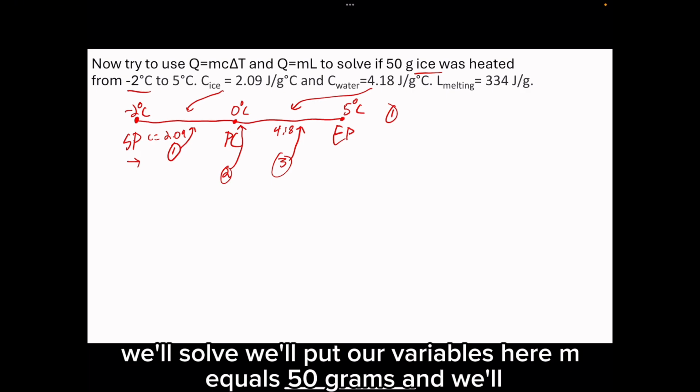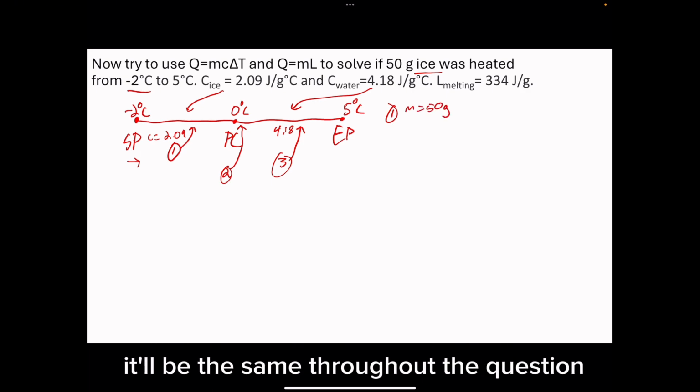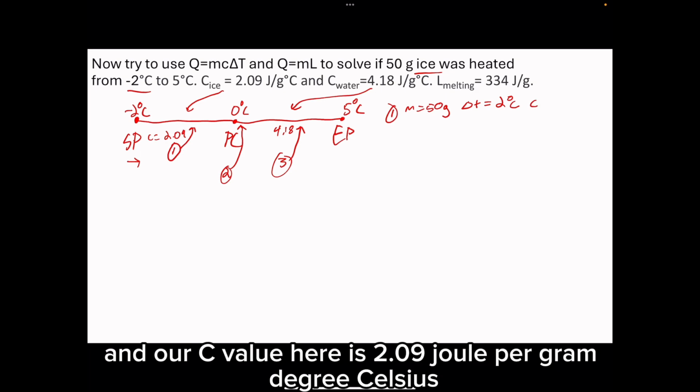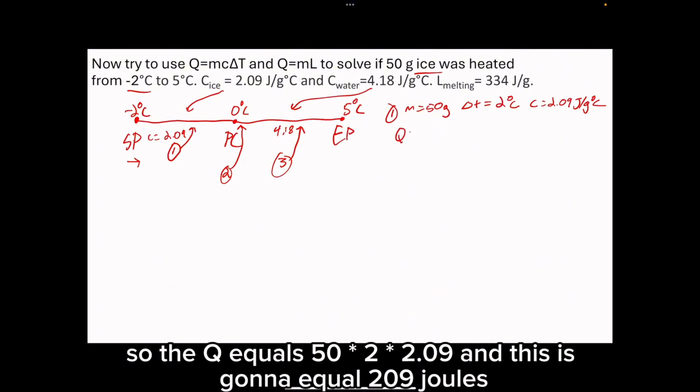We'll put our variables here. M equals 50 grams, and I'm not going to write that again. It'll be the same throughout the question. Our delta T equals only 2 degrees Celsius. And our C value here is 2.09 joule per gram degrees Celsius. So the Q equals 50 times 2 times 2.09. And this is going to equal 209 joules.